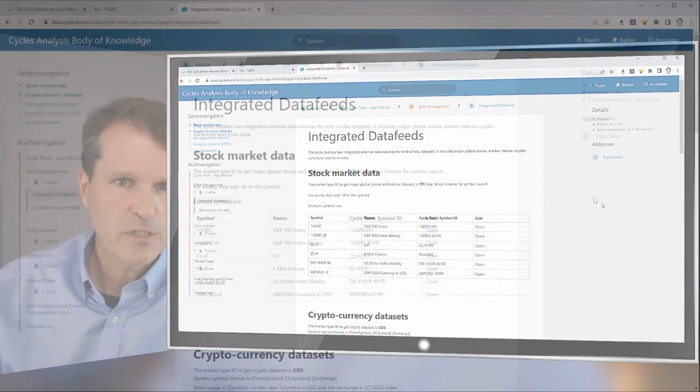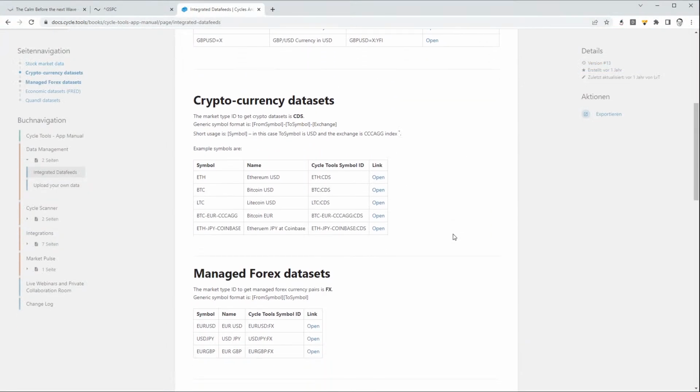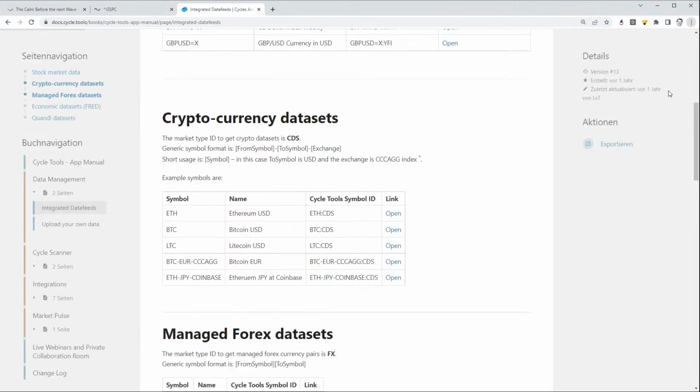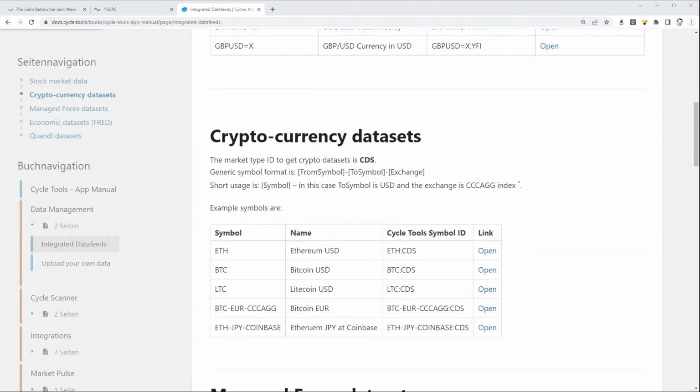But first let's go back to the question, different asset classes for crypto. So here's the documentation. I can make it bigger. So if you want to analyze crypto data sets with the scanner, these are some examples which you can use here. The important point is to use the abbreviation CDS, which is the ID for this data set, crypto data set, CDS. And before it you need to put the asset you want to analyze.